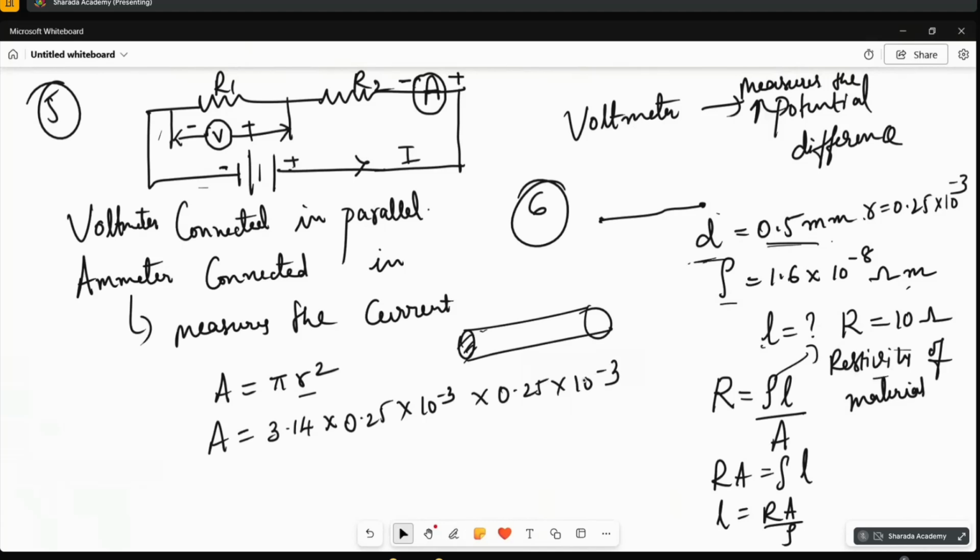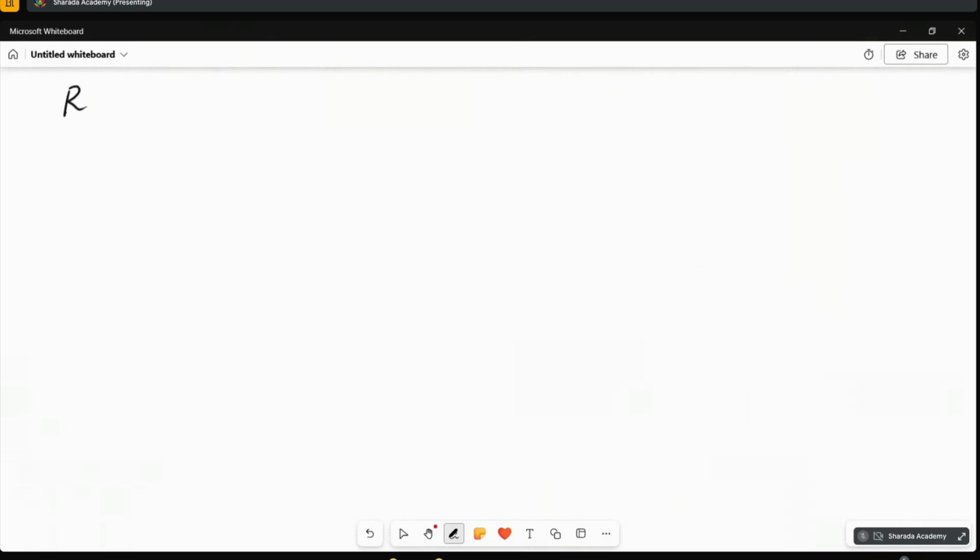Now substitute everything, you should find. Write down this. R is equal to rho into L by A. Rho is how much? Rho is 1.6 into 10 power minus 8 ohm meter. Area is given by pi r square, right? And R is 10 ohms.